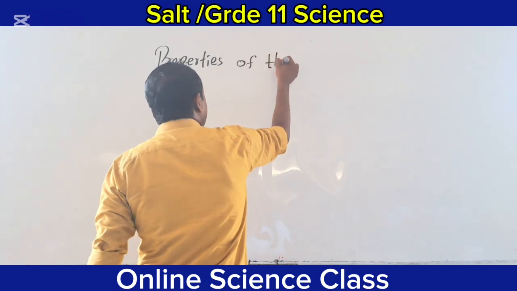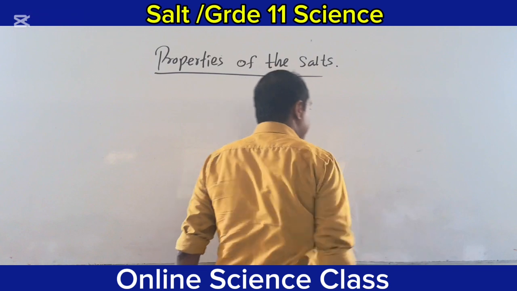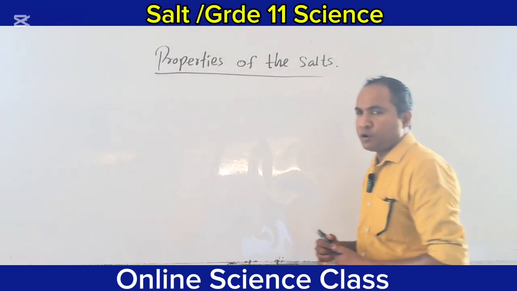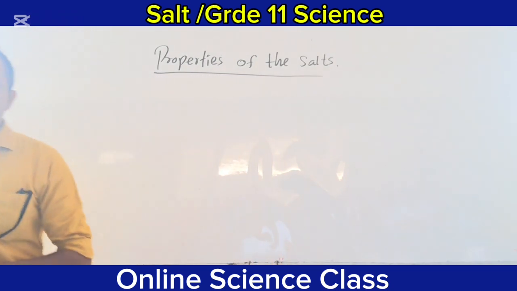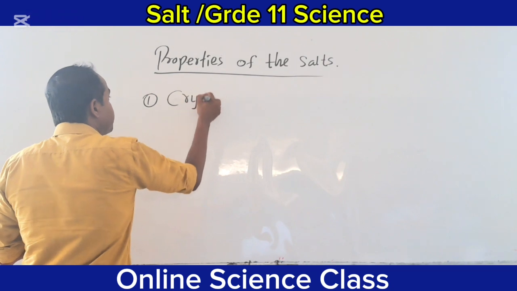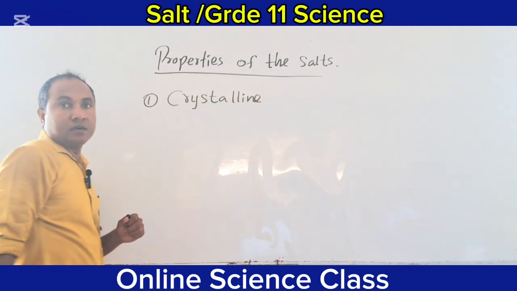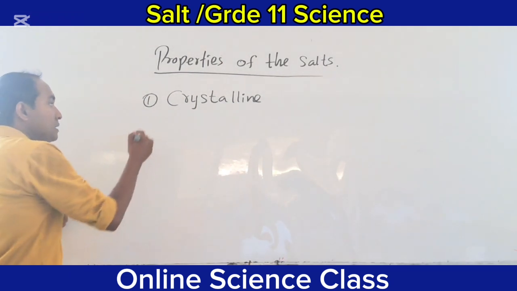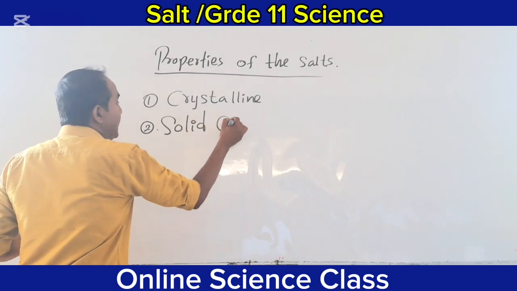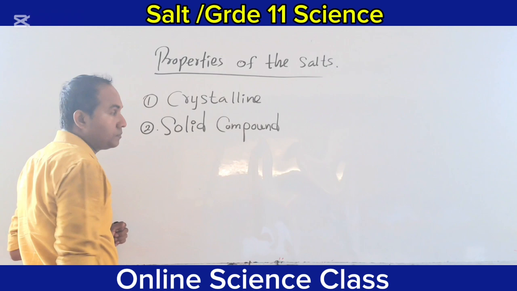Properties of the salt. Now we are going to learn about the properties of the salt. What are the properties of the salt? First one, you must remember, salts are crystalline. Write down. Second one, solid compounds.